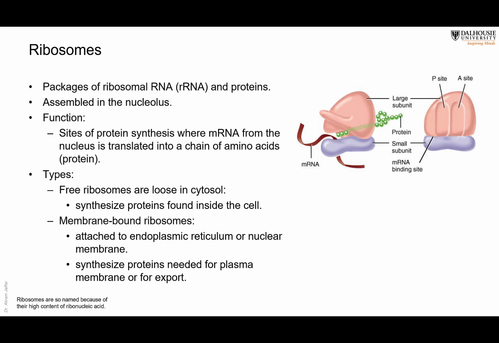So the ribosomes are produced in the nucleus, pass through the nuclear envelope, and reach the cytoplasm, where they are present in two locations. They have the same function, but the product is different. The function is protein synthesis.